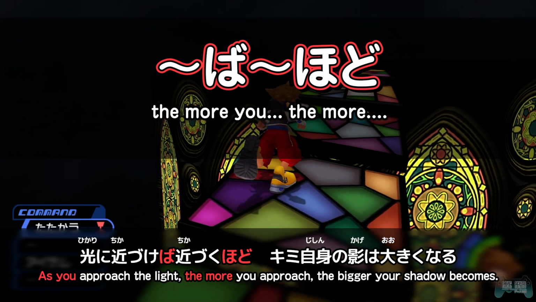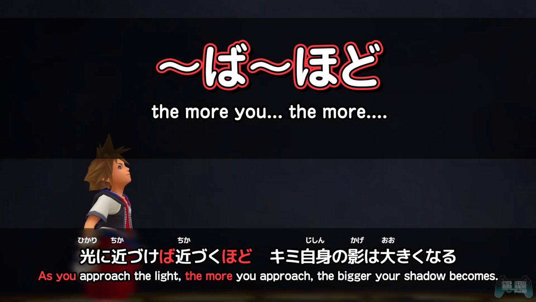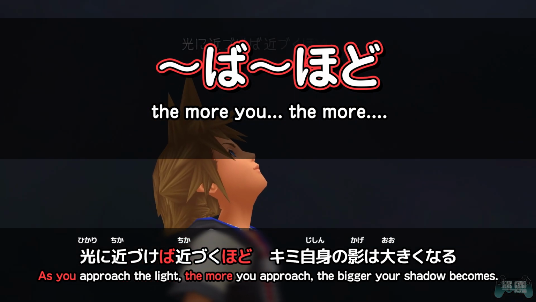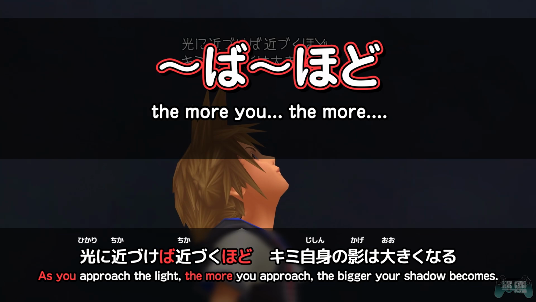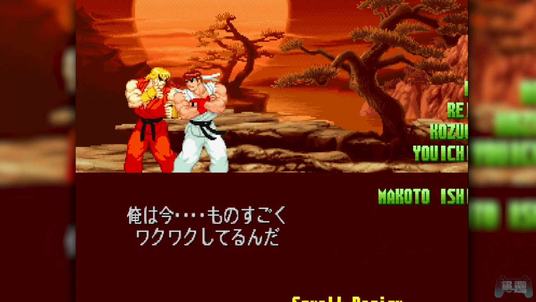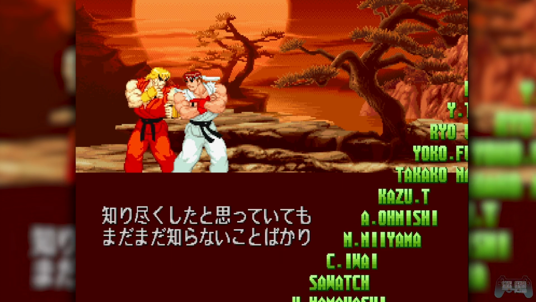So we can see in all of these examples, the more you do a certain action, depending on the extent that you do that action, the following result takes place. As in, the more you come close, the bigger your shadow becomes. 光に近づけば近づくほど君自身の影は大きくなる. The more you progress in your studies of martial arts, the more fearful it becomes.